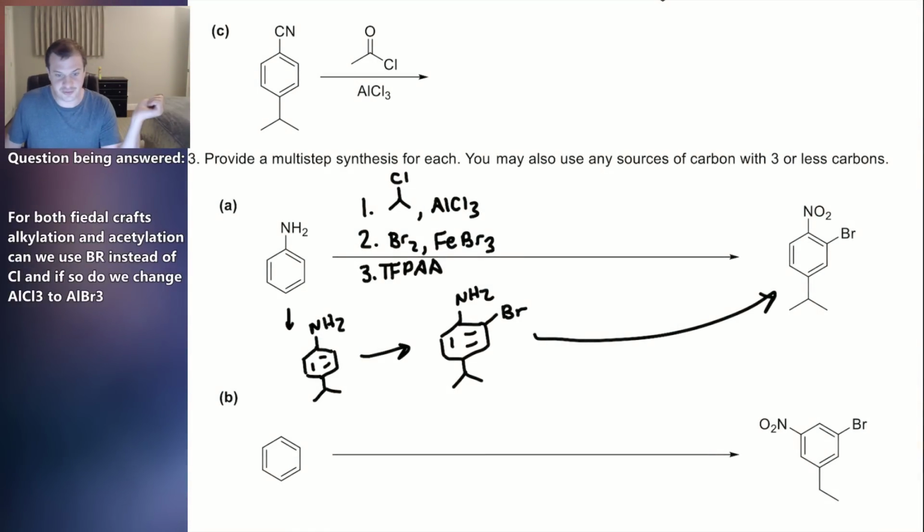For both Friedel-Crafts alkylation and acetylation, can we use Br instead of Cl? And if we do, change AlCl3 to AlBr3? Yes. So if you want to use, as your first step, this, you're fine to do so. That would also work. Just make sure that they match, okay? Just like the halogenation reactions.